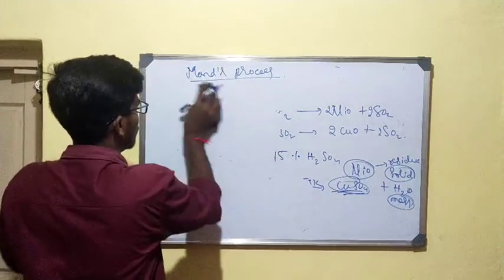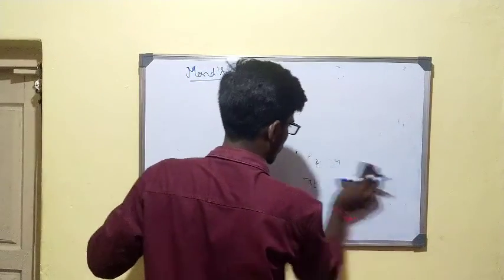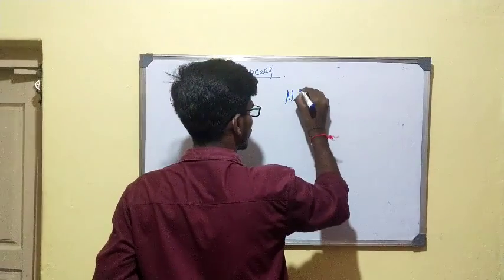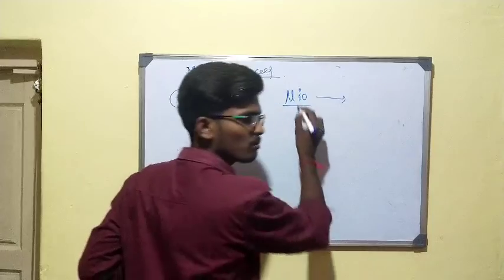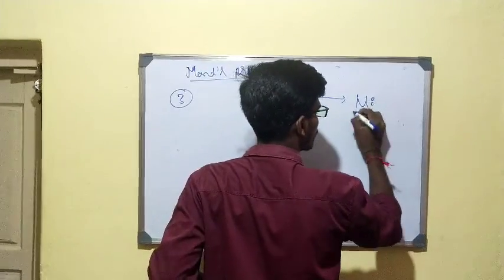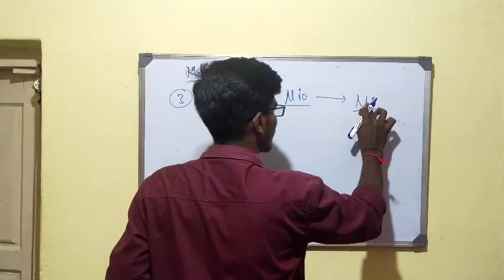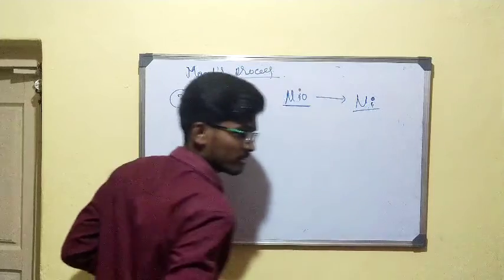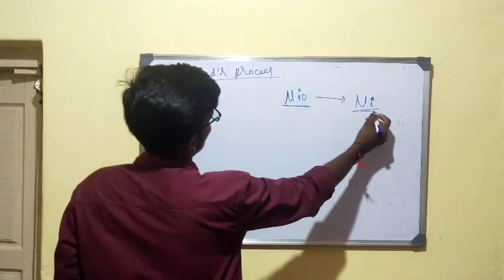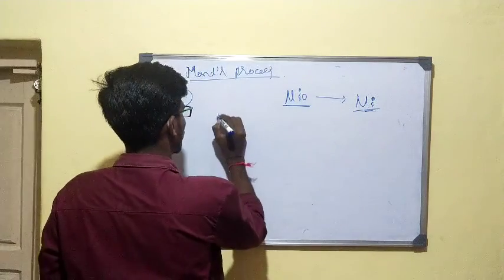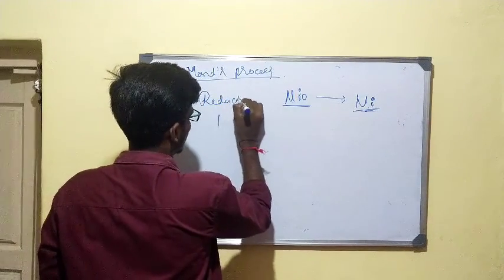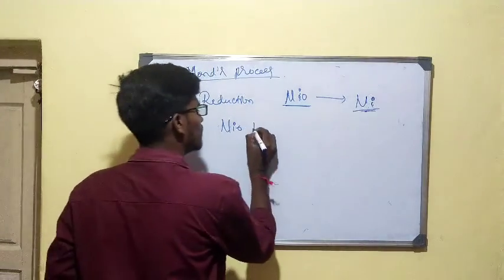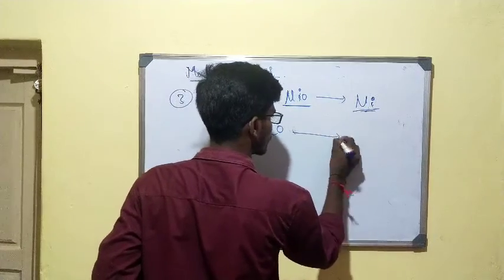After leaching, what is the third step involved in the Mond process? We have nickel oxide. If I remove the oxygen from that, I will be left with crude nickel. So for that, what do I have to do? The process is known as reduction. Removal of oxygen is nothing but reduction. And the reduction of nickel oxide is done by a gas, that is water gas.